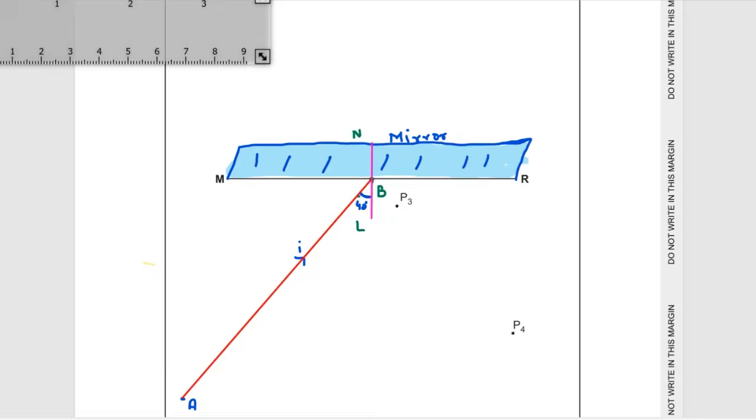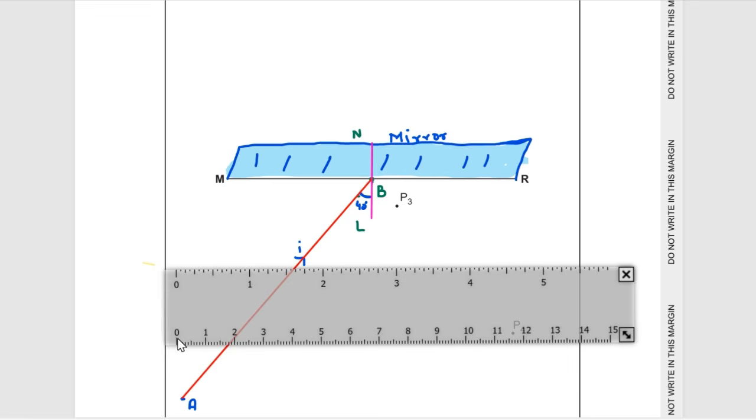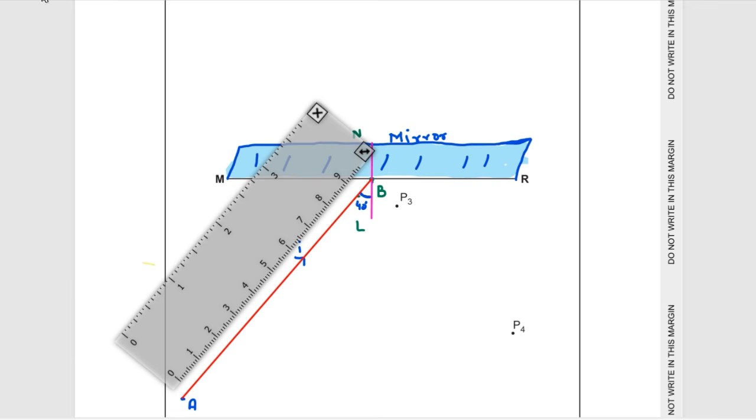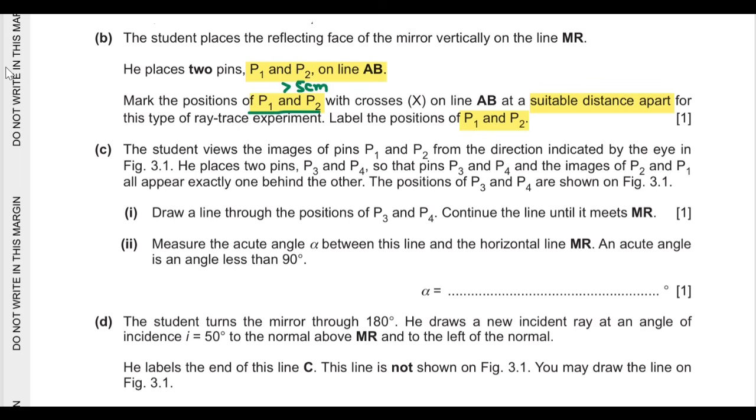Now we have to place two pins P1 and P2 on line AB. So I am placing the first pin P1 over here and the next pin P2 over here, and the distance is more than 5 centimeter. C part says the student views the image of P1 and P2 from the direction indicated by the eye in figure 3.1.